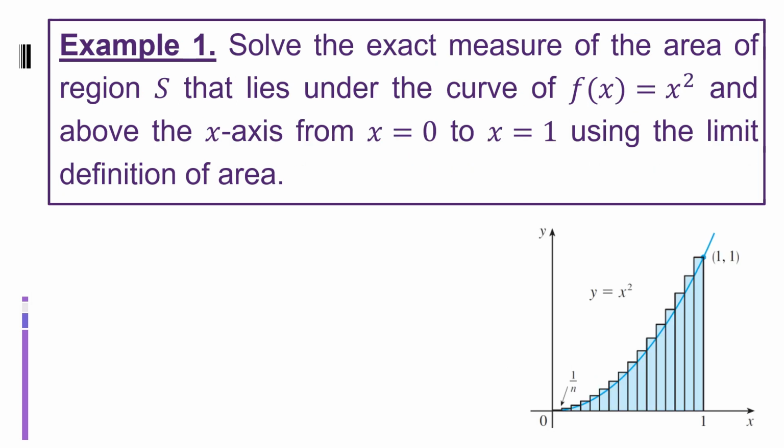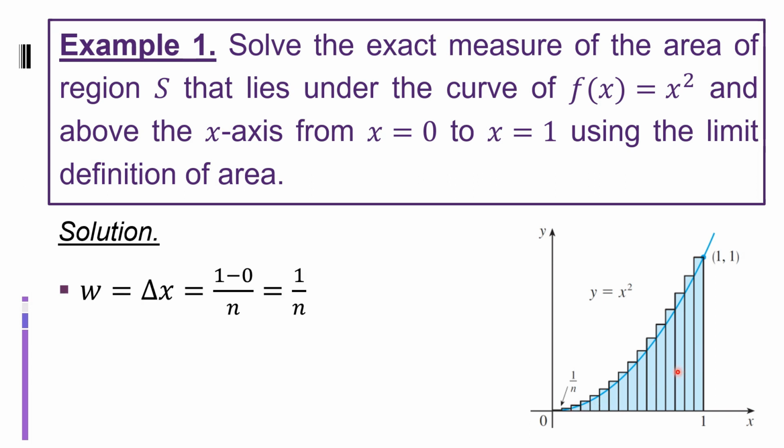Let's solve the exact measure of the area of the region S that lies under the curve f of x equals x squared and above the x-axis from x equals 0 to x equals 1 using the definition of area. Visualize kung ano yung itsura ng ating graph. So, ito yung area na hinahanap natin. So, this is our f of x. Tapos, from 0 siya hanggang 1. At hinati natin siya into n number of strips. So, theoretical lang ito. Hindi ito yung exact number of n, pero let's say we have n.